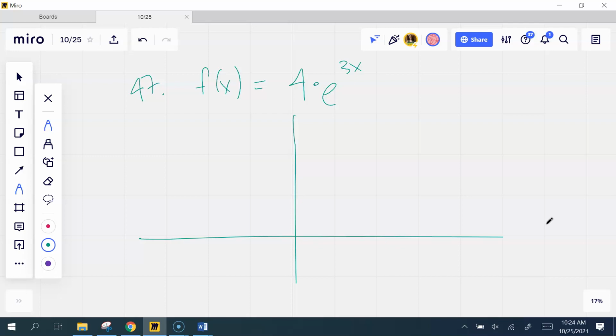Anybody? Zero. Why is it not moved from zero? There's no vertical shifts, right? That's the only thing that's going to cause that asymptote to move in this situation. So I'm still at zero.